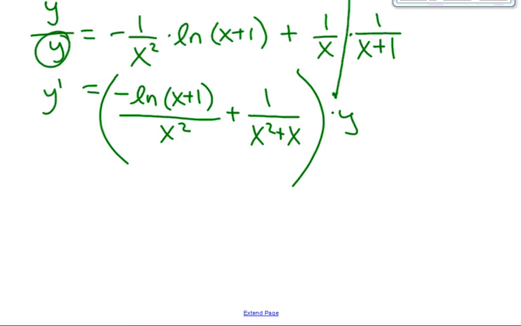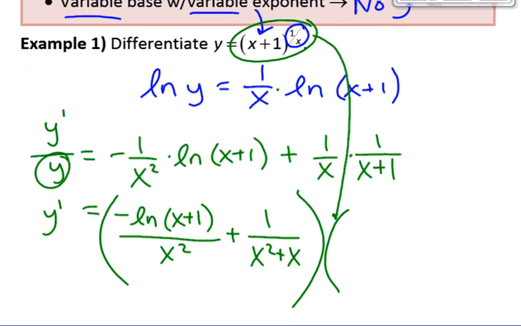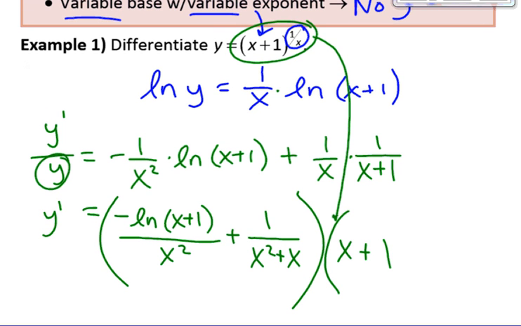Alright, so I'm actually going to erase my y so I don't have to rewrite this whole thing, and just simply put my y here, which is x plus 1 to the 1 over x. It looks really complicated, but I'm not going to try to clean that up. That looks fine to me. So that is another example of logarithmic differentiation.